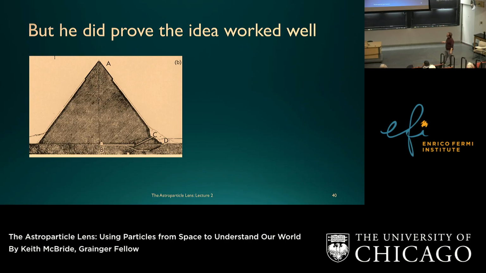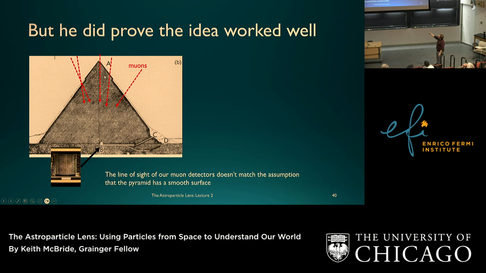So here's a diagram from the paper that shows what one of those pyramids looked like. And they put their spark chambers in the tunnels below here at point B, and they said, well, with all of our muons coming in, we can say the line of sight, the number of muons that are blocked, right? We know how to quantify that, and it doesn't match the assumption that the pyramid has a smooth surface. So if you assume that this pyramid is just a smooth distance here that you've already measured, then you can calculate what the density was.